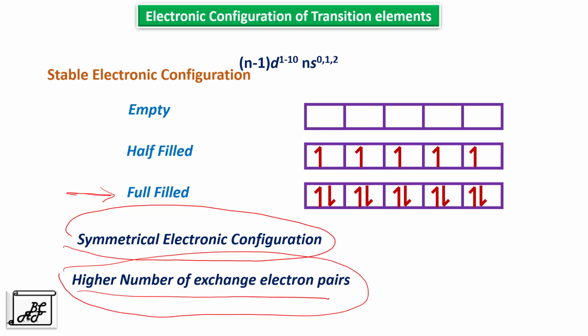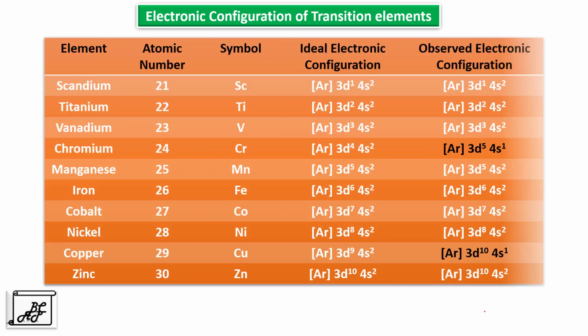To understand electronic configuration in detail, click on the above link and watch one of my earlier videos on electronic configuration. Let's move to the electronic configuration of the first transition series, that is the 3d transition series. It includes elements scandium, titanium, vanadium, chromium, manganese, iron, cobalt, nickel, copper and zinc. It includes atomic number 21 for scandium up to the last element zinc, having atomic number 30.